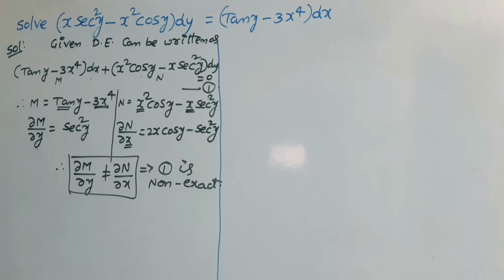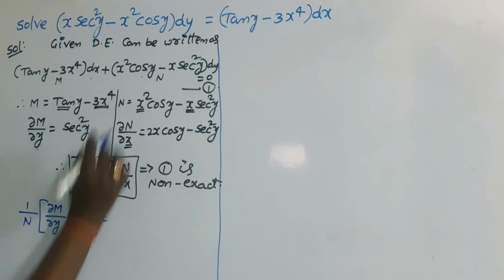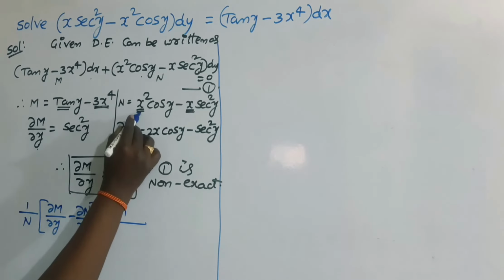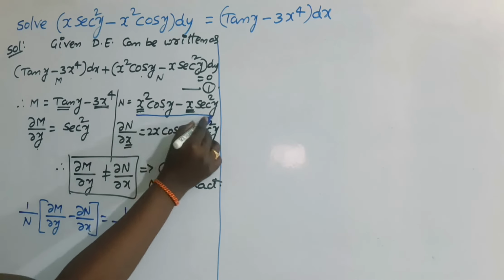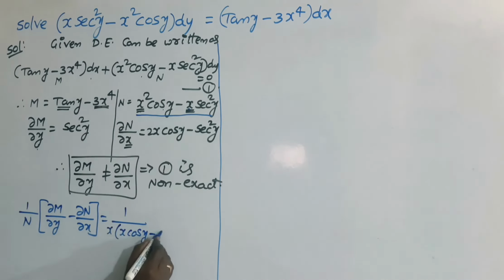We have to check the quantity which is in type 3. See, (1/N)(∂M/∂y − ∂N/∂x). Please calculate this one. What is 1/N? 1 by, here we have x² cos y minus x sec² y. In both parts x is the common term. So x into the remaining term is x cos y minus sec² y.